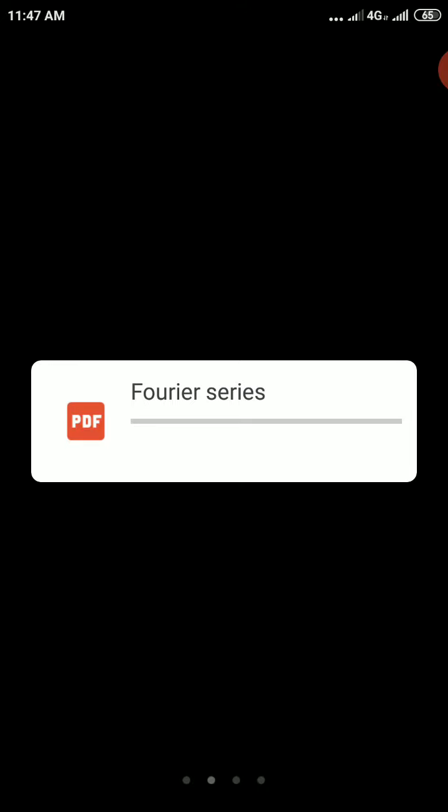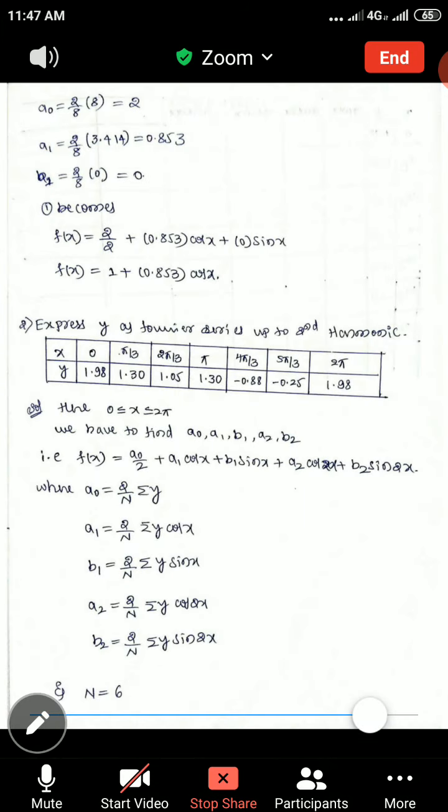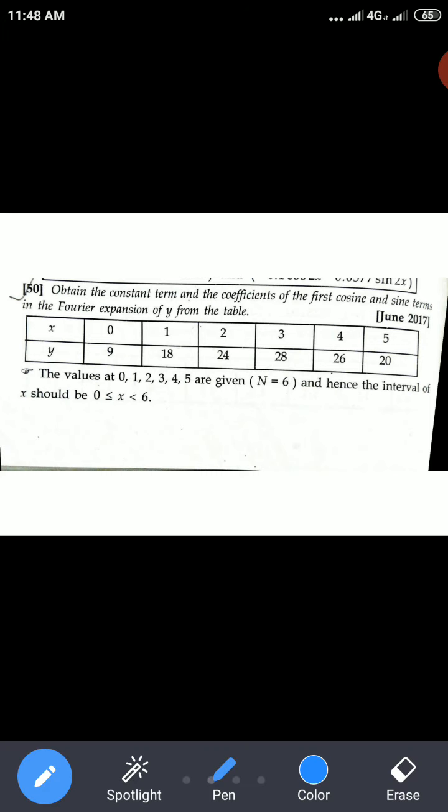Okay, fine. So that is what we have to calculate, up to the third harmonic. These are all the values I substituted, and I got the answer. Next, obtain the constant term and the coefficient of the first cosine and sine terms in the Fourier expansion of y from the table. Here x is 0, 1, 2, 3, 4, 5, and the respective values of y are given.